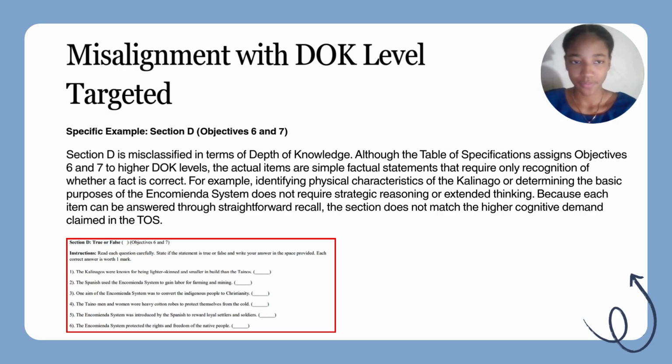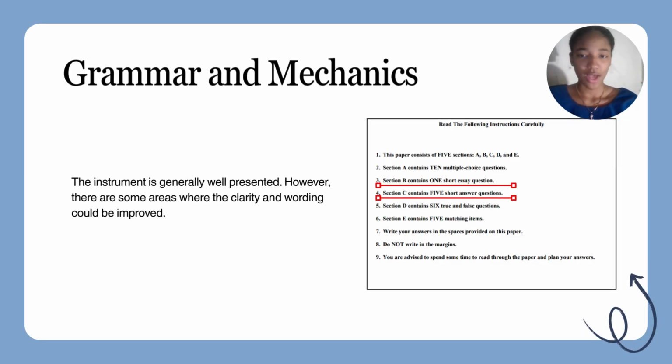Because each item can be answered through straightforward recall, the section does not match the higher cognitive demand claimed in the TOS. So now let's take a look at the instruments, grammar, and mechanics. The instrument is generally well presented. However, there are some areas where the clarity and wording could be improved. Let's have a look at that.